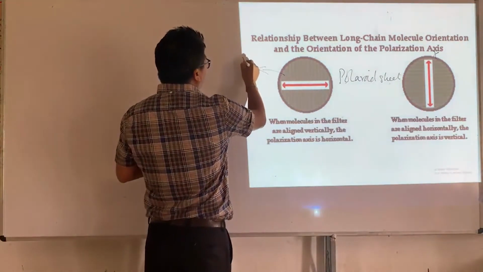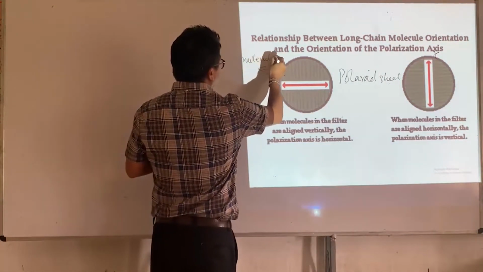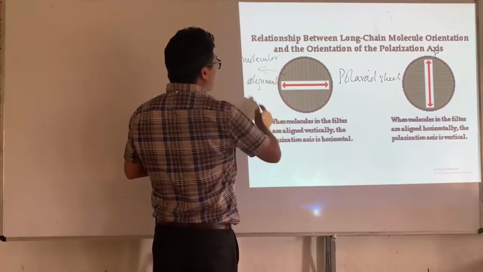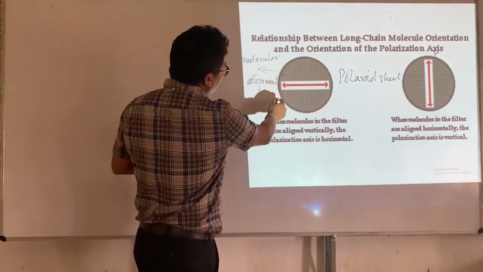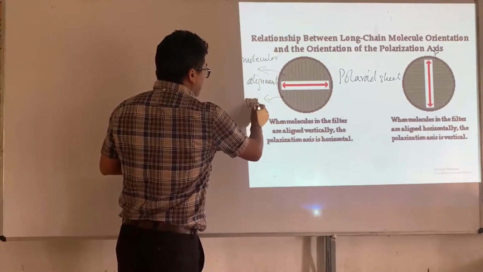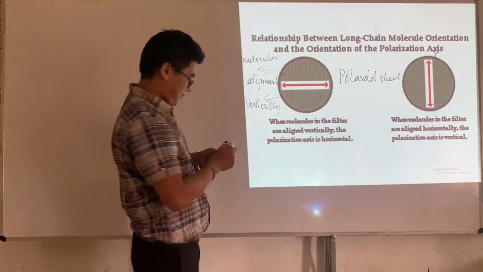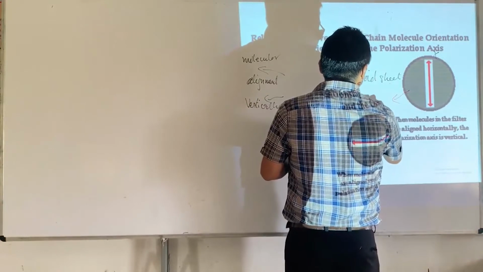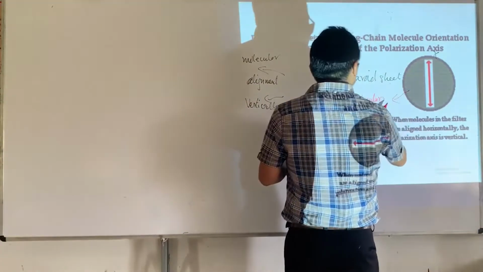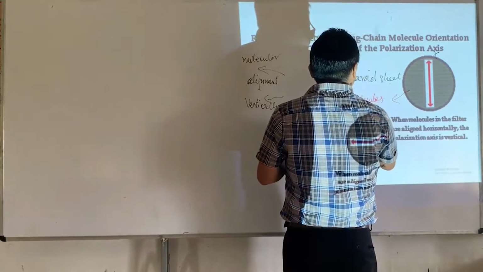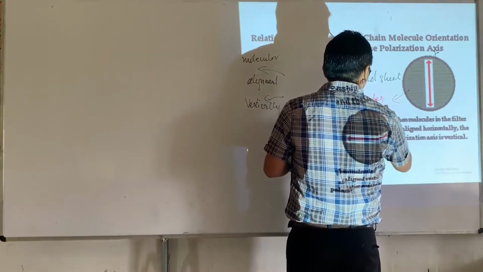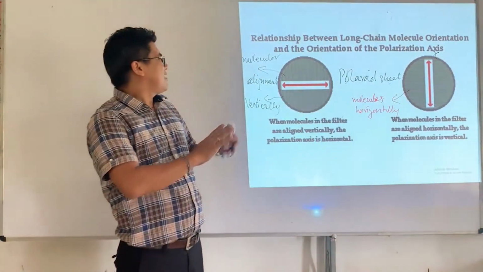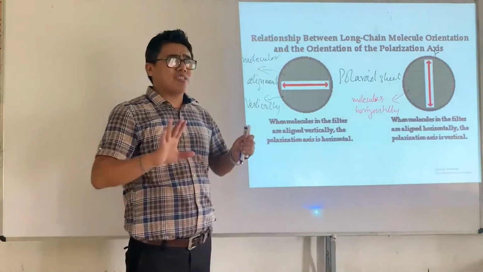This is molecular alignment. Molecules are aligned. This is how molecules are aligned vertically. In this case, the molecules are aligned horizontally. The detail of Polaroid is beyond our scope.